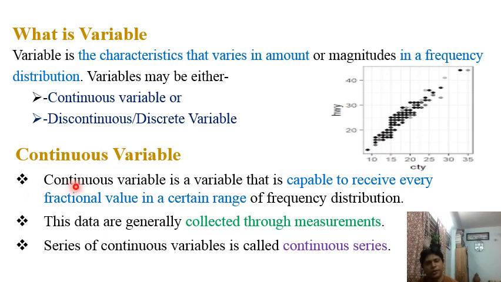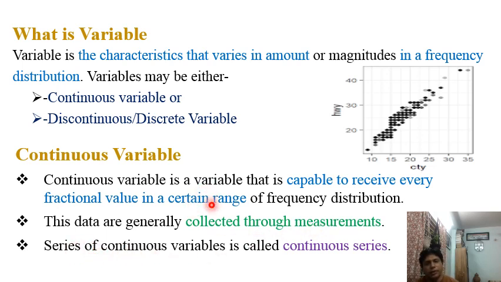So the feature of a continuous variable is that it can receive any value. It is capable of receiving every fractional amount in a certain range. Range means 10 to 15, 15 to 20. So any value within this range can be taken by this variable. It is called a continuous variable. Continuous variable data are collected through measurements. Suppose height, weight. Height may be fractional or whole. It is collected by measurement.